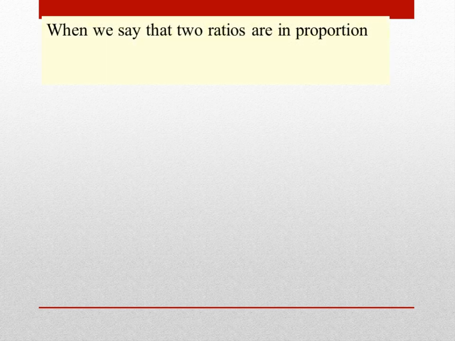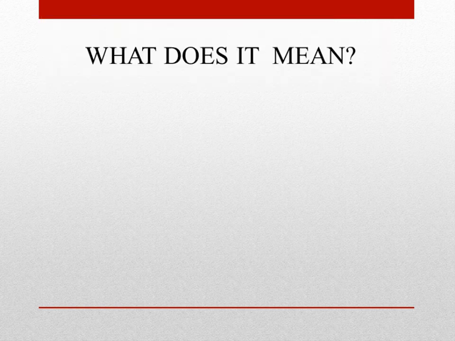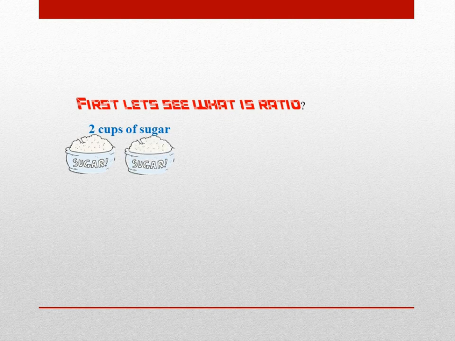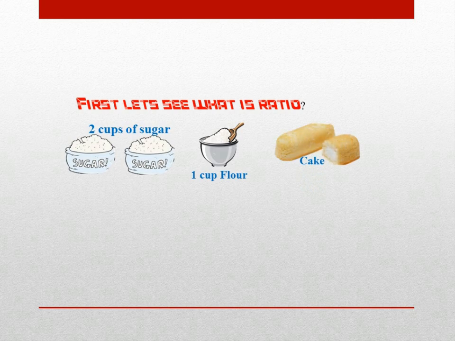When we say that two ratios are in proportion, what does it mean? First, let's see what a ratio is. When we relate two similar quantities, for example, if I say 2 cups of sugar are required for 1 cup of flour for making a cake, it means the relation between sugar and flour is 2:1.